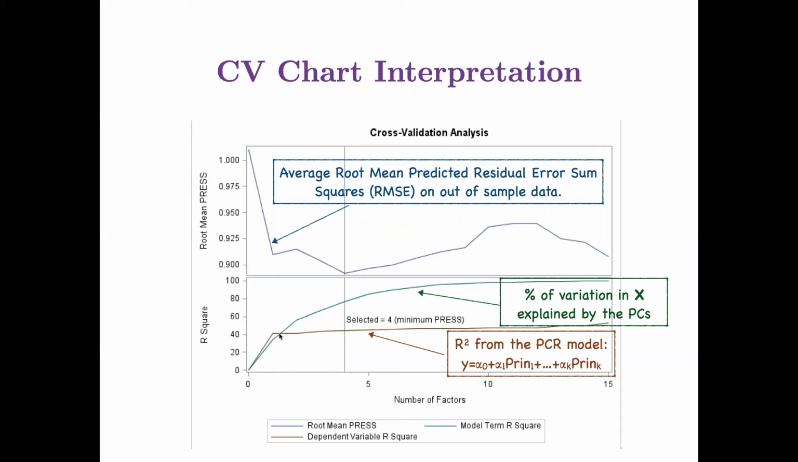Down at the bottom, I have information about R squared. The top, or the green line, is the percent of variation in X. All right, so that's in all the X's. That's the percent of variance explained in my data by my principal components. On the bottom is the R squared from the regression model, where I put the principal components to predict Y. So this brownish line is the one that you're most used to associating with the word R squared. This green, we previously called that the percent of variation explained by our principal components.